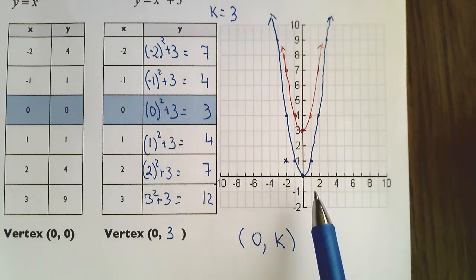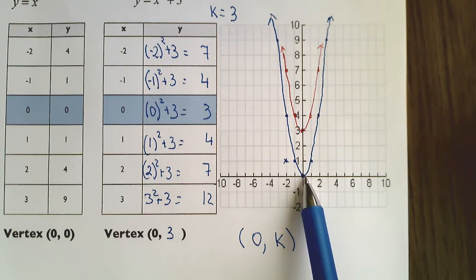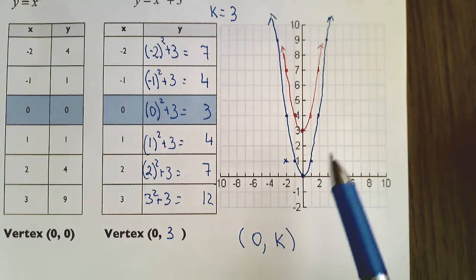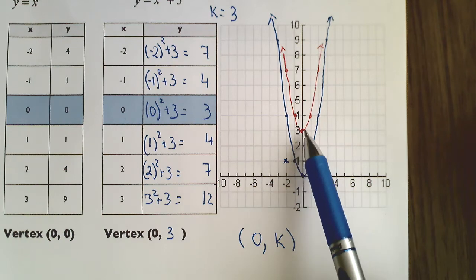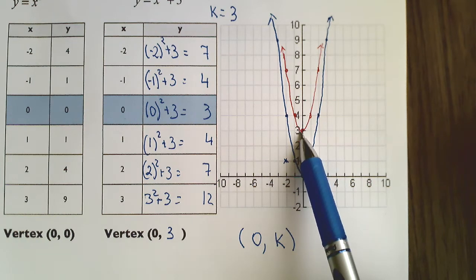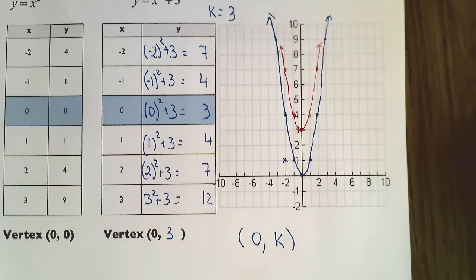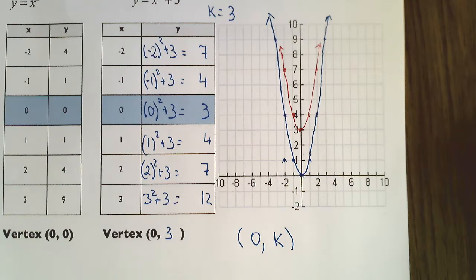And another thing that changed was x-intercepts. The original parabola had only one x-intercept at 0. The new parabola, after the vertical translation, now has no x-intercepts, no zeros. All right.